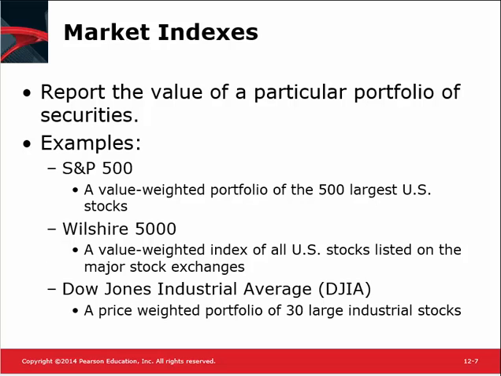So what kinds of indexes fall into these categories? Well, there are two indexes that are value-weighted, the S&P 500 and what's referred to as the Wilshire 5000. The Wilshire 5000 is the value-weighted index of all the U.S. stocks listed on the major stock exchanges. So again, it's the 5,000 largest companies.